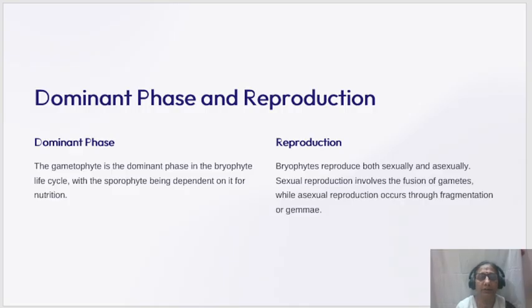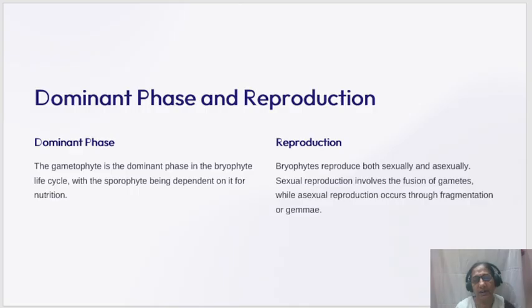When we talk about the dominant phase in the bryophytes, mostly the dominant phase is the gametophytic phase. The dominant phase of the plant body is the haploid stage, which we call the gametophyte. The sporophyte is dependent on the gametophyte, and that's the reason they show the haplodiplobiontic type of life cycle.